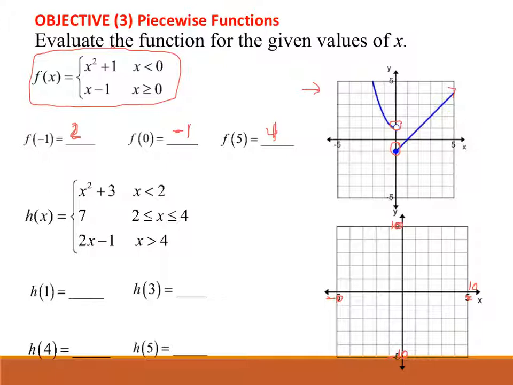So you should have gotten the following numbers. For h of 1 you should have gotten 4. For h of 3 you should have gotten 7. For h of 4 you should have gotten 7. And for h of 5 you should have gotten 9.